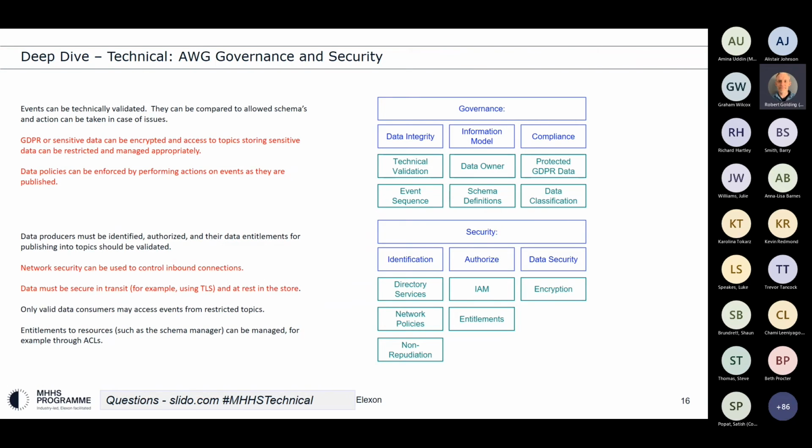So Kev, are you on the call? I certainly am, Rob. I'll hand over to Kevin now for his slides on the security architecture.